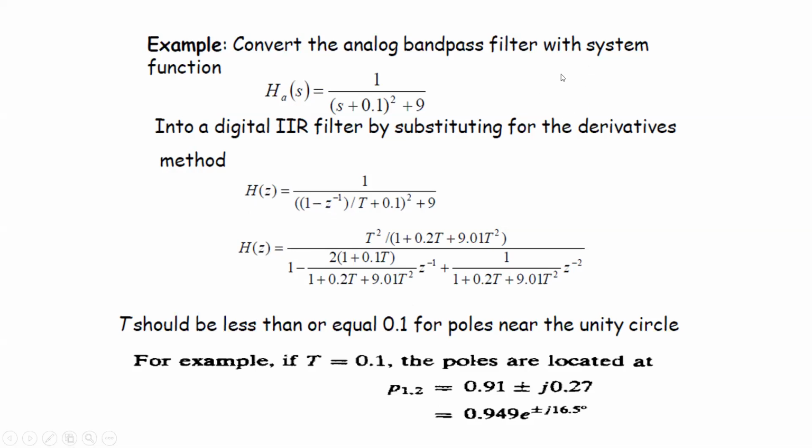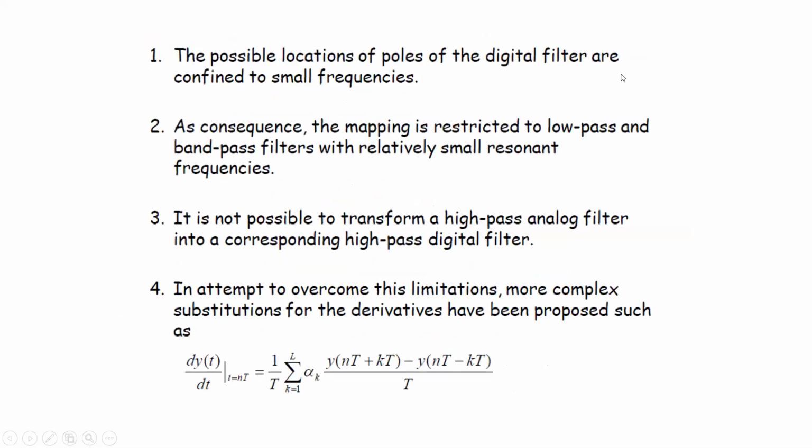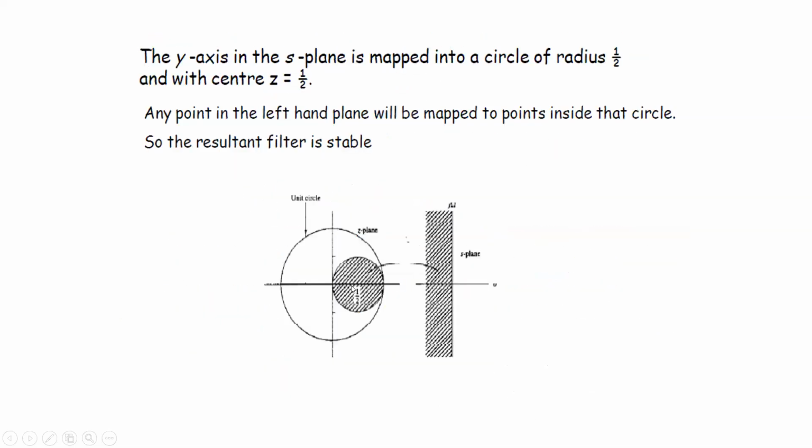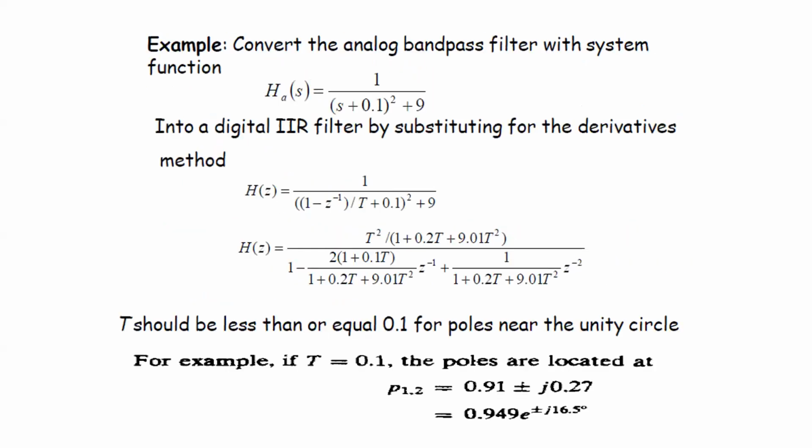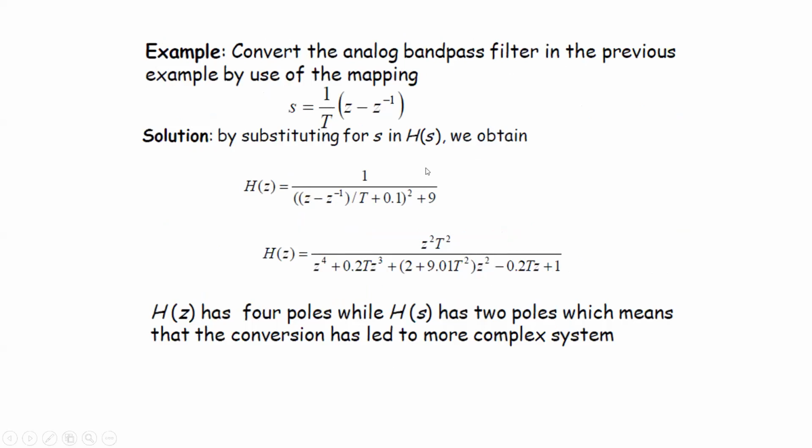All the points on the left hand side of the j omega axis will be mapped to this circle with radius half and center point at z equal to half. And this type of approximation can be used for lower frequencies or band pass filters with smaller resonant frequencies. But in the case of a high pass filter, this may not be a very suitable option using the approximation of derivatives. So this is the procedure of getting the digital filter from the analog filter using the approximation of derivatives. Let us look at one more example.